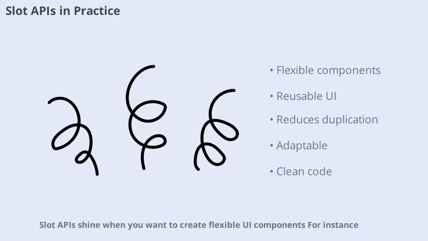Slot APIs shine when you want to create flexible UI components. For instance, a card composable can accept any content, allowing you to reuse the same card for different purposes. This pattern reduces duplication and makes your UI more adaptable to changing requirements.